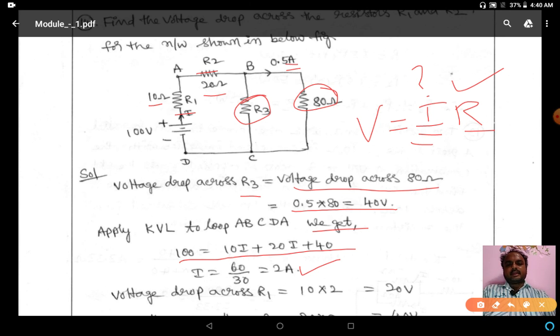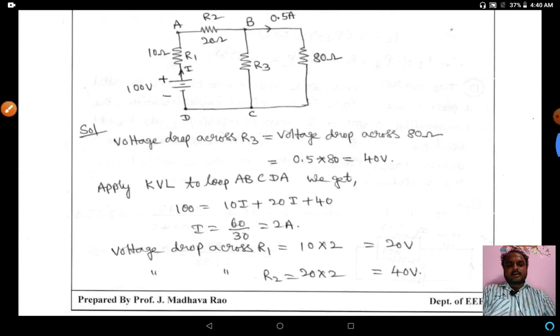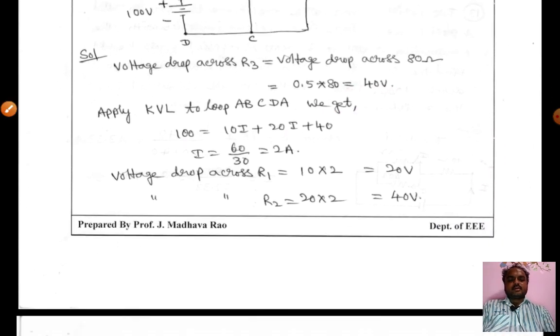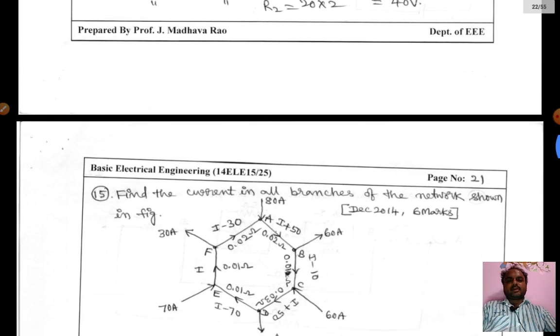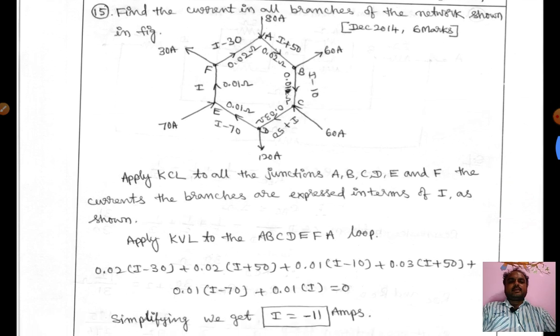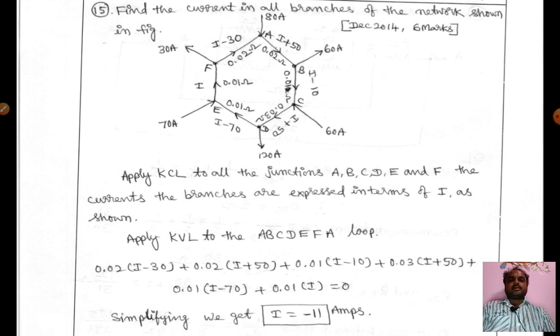So current flowing in the R1 and R2 is 2 amperes, right? Now we can find out the voltage drop across R1 and R2. Voltage drop across R1 is equal to 20 into 2, 20 volts. Voltage drop across R2 is equal to 20 into 2, that is equal to 40 volts. So this is how we can find out the voltage drop across R1 and R2.